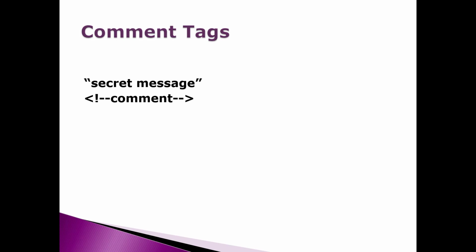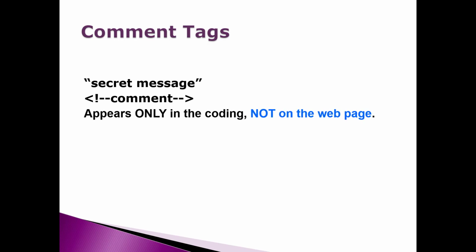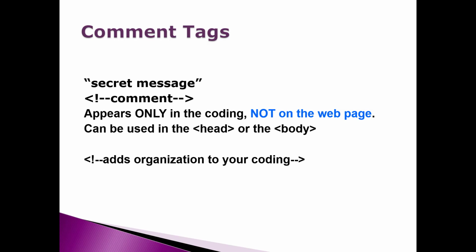We can put a secret message in our coding, okay? It's called a comment tag. And notice it's got the exclamation point, 2 hyphens, you write whatever your comment is, and then we do 2 hyphens, and then our closing bracket. It's only going to show in the coding and not on the web page, so it's a great way to organize your page. You can put it in the head to make notes to yourself, in the body. We're going to use them. They don't show up on the actual web page to the people looking at your website.